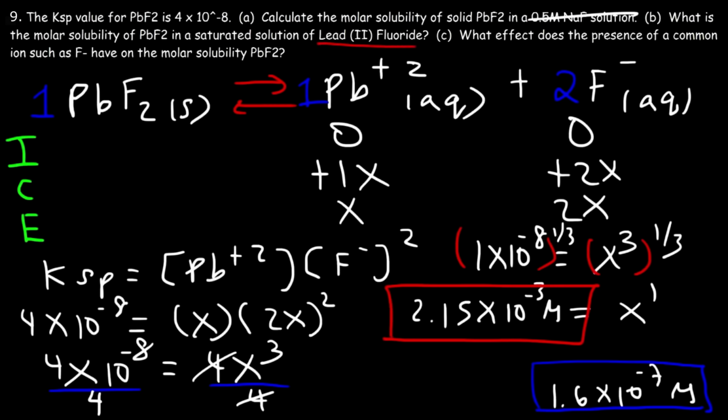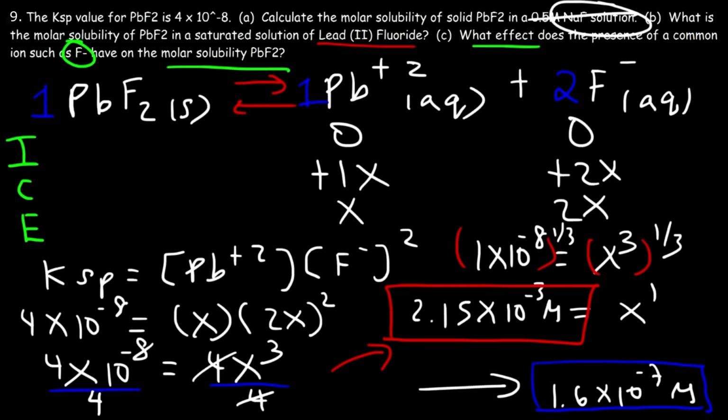So now let's focus on part C. What effect does the presence of a common ion, such as fluoride, have on the molar solubility of lead fluoride? So in part B, if we only had lead fluoride, notice that the molar solubility is 10 to the minus 3. But in the presence of a common ion, when we had the sodium fluoride solution, the molar solubility of PbF2 decreased greatly to 10 to the negative 7. So the presence of a common ion reduced the molar solubility of lead fluoride.